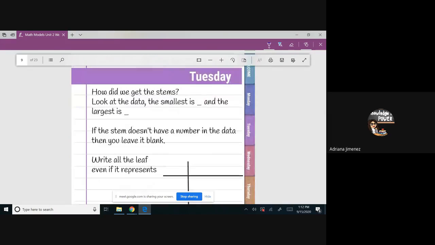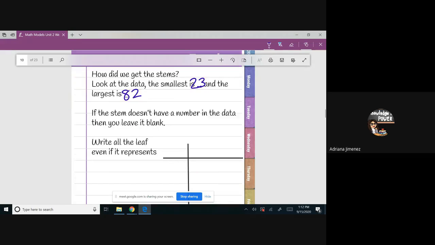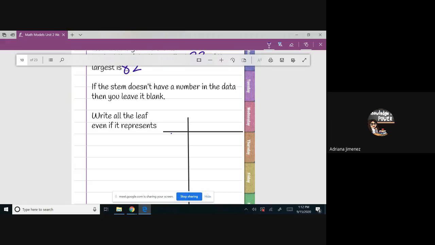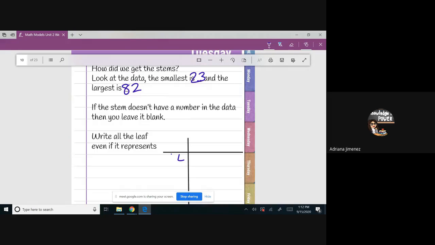How do you find the stems? You do the smallest and the largest. So it's 23 and 82. So here's my stem. I'm going to do, what was it, 20, right? So let me erase that.